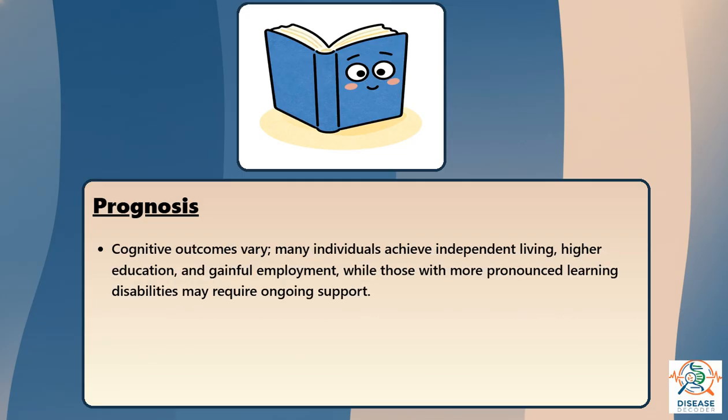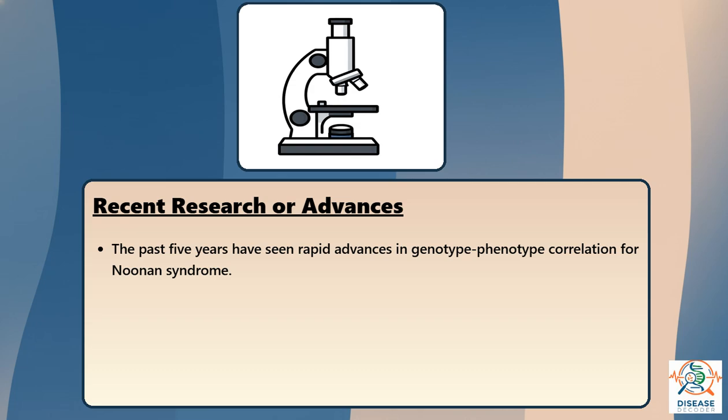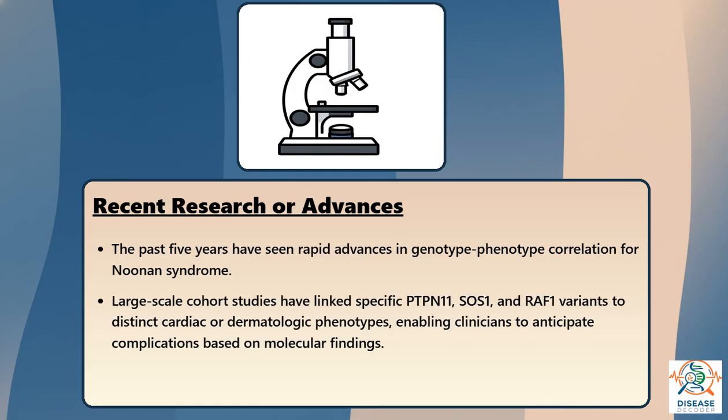Cognitive outcomes vary. Many individuals achieve independent living, higher education, and gainful employment, while those with more pronounced learning disabilities may require ongoing support. Regular surveillance for cardiac function, endocrine abnormalities, hearing loss, and psychosocial well-being is essential to optimize long-term health. The past 5 years have seen rapid advances in genotype-phenotype correlation for Noonan syndrome. Large-scale cohort studies have linked specific PTPN11, SOS1, and RAF1 variants to distinct cardiac or dermatologic phenotypes, enabling clinicians to anticipate complications based on molecular findings.